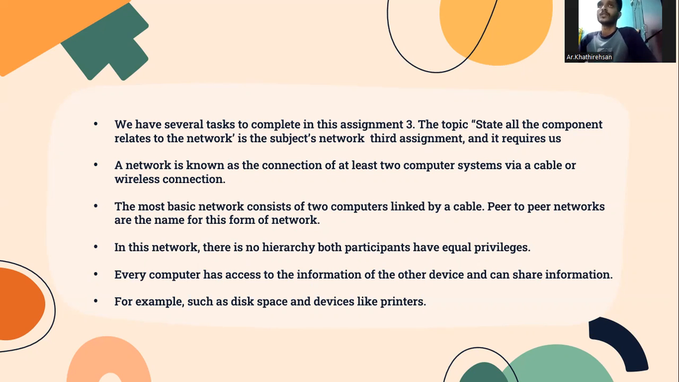In this network, both participants have equal privileges. Every computer has access to the information of the other device and can share information, such as disk space and devices like a printer. So the printer is a wireless printer. Many computers can use it to print. So several computers on the network can use the printer. That's all. Okay, next slide.